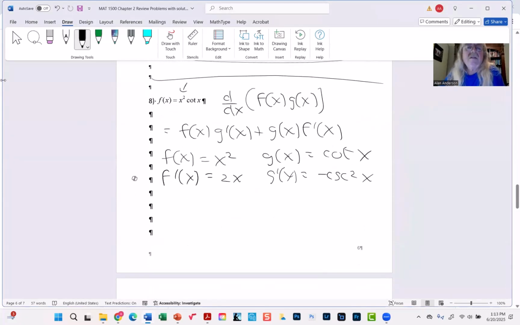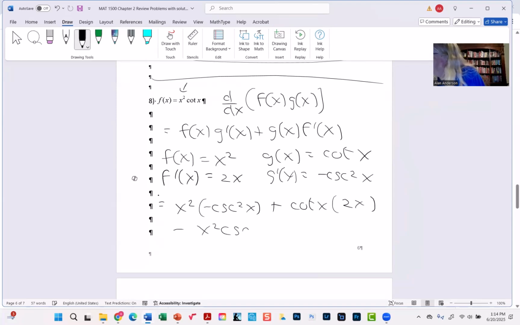So now we plug in our results. We have x squared times negative cosecant squared x, plus cotangent x times 2x. Now, in a case like this, realistically, I don't believe that there's any way you can simplify it. So again, this will be our final answer.